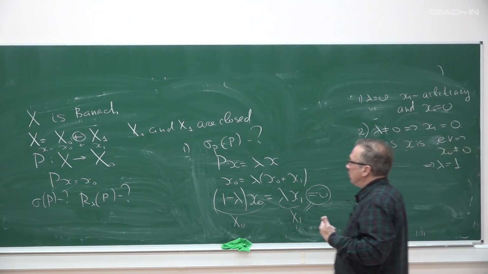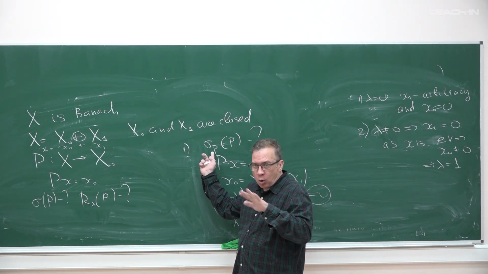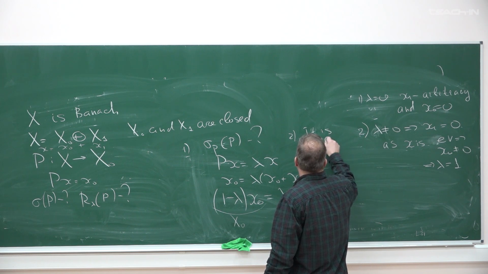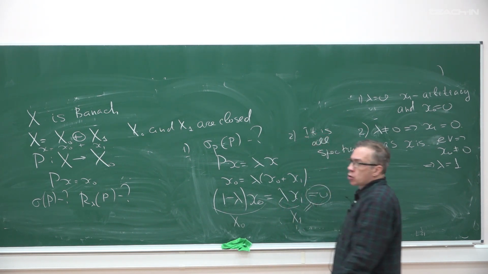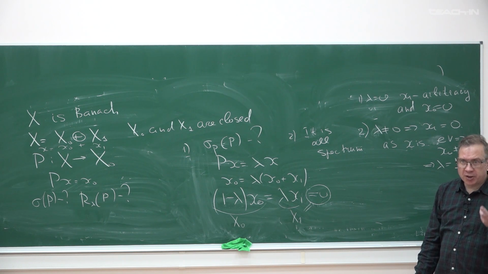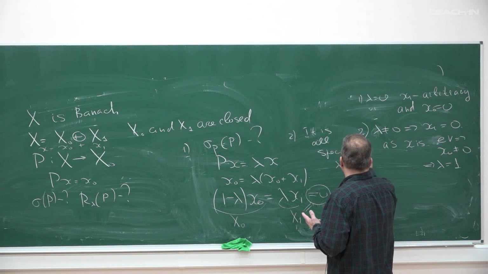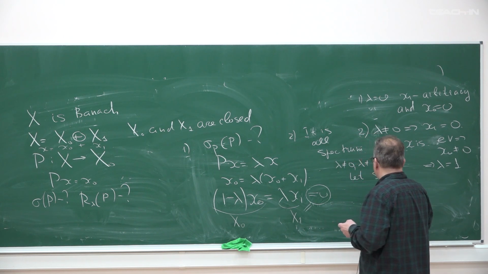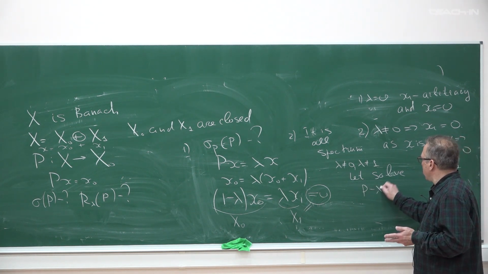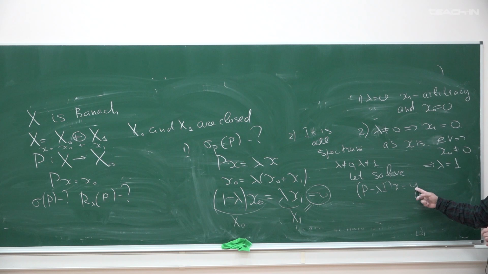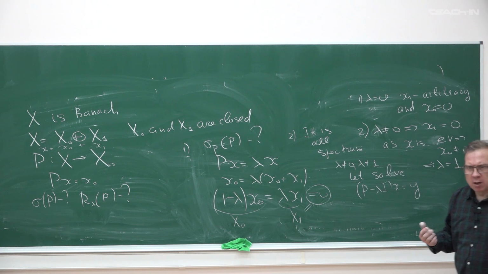We started with the point spectrum, but I claim that it is the whole spectrum. How can we show it? Construct the resolvent. Let lambda not 0 and lambda not 1, and construct the resolvent. I again remind you that to construct the resolvent is the same as to solve this equation. For arbitrary y, you must obtain x, the solution. If it exists and is unique, then you construct the resolvent.